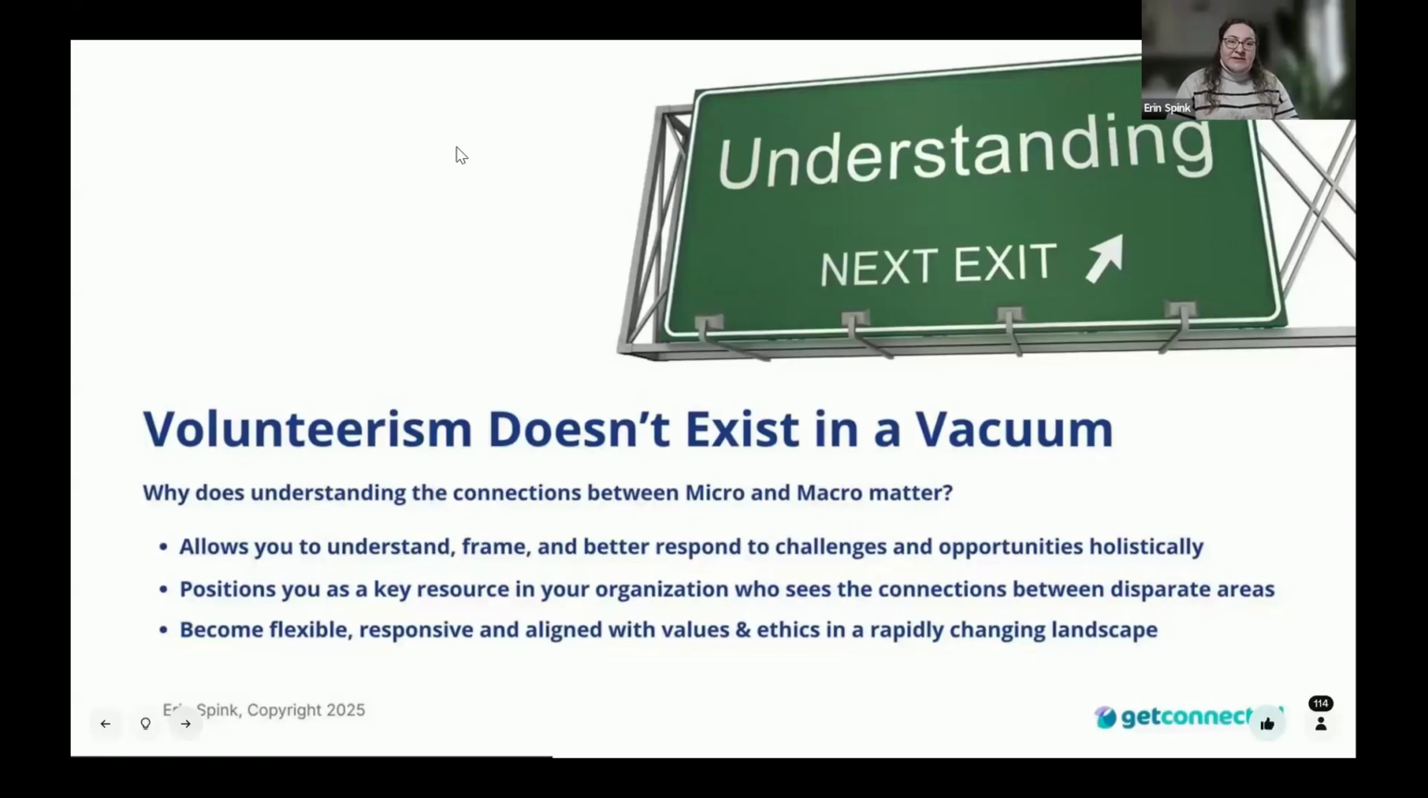a strategic mindset is that volunteerism doesn't exist in a vacuum, right? What happens and what we are doing absolutely is influenced by and influences the macro level. So I'll give you a personal example. When you're able to make these connections, you can understand, frame, and respond to challenges and opportunities holistically. This holistic piece is so critical to the strategic mindset, because to me, it's really an unrecognized superpower of volunteer engagement, that we have that 360-degree view very often because volunteers are involved in so many areas of our organization.